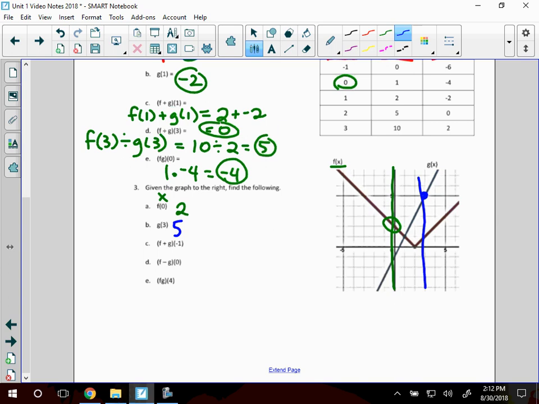Okay, for C, I'm going to add the two functions at an x value of negative 1. So an x value of negative 1 happens right here. Okay. So f of negative 1 would be 3. And then g of negative 1 would be negative 3. And when I add those, I get 0. Go ahead and try D and E.